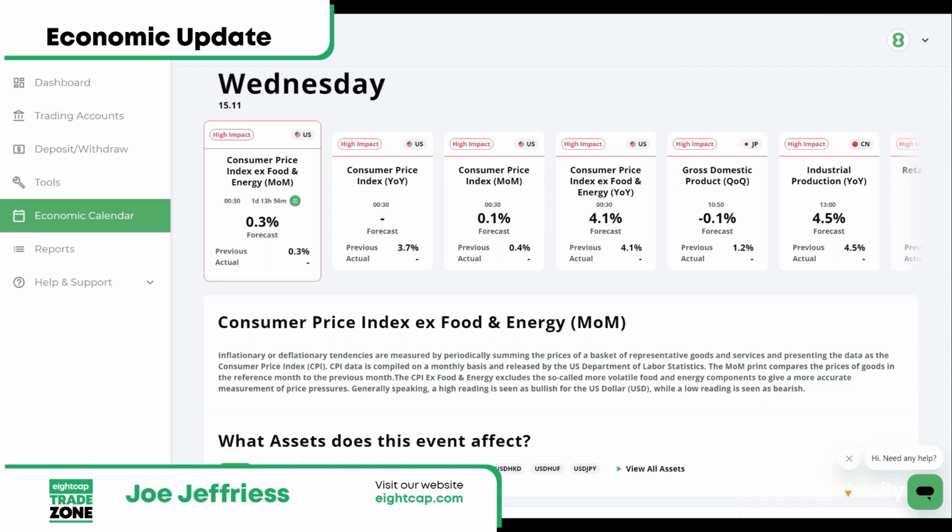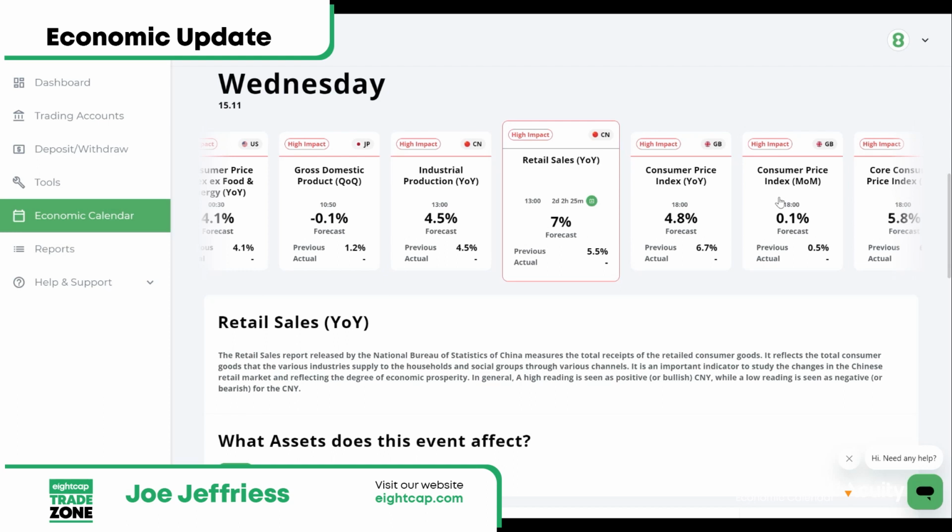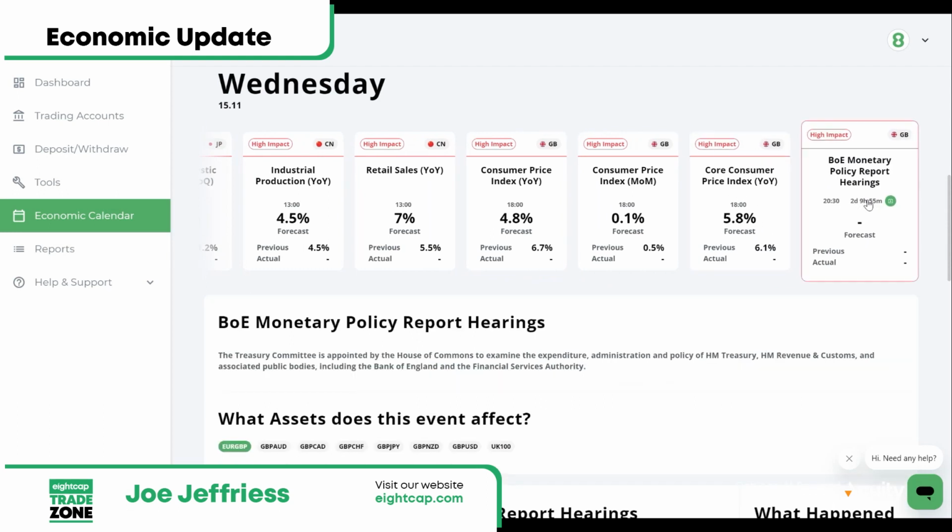Also on Wednesday we have the Australian Wage Price Index, and industrial production data coming out of China. They're looking for 4.5%. Retail sales data as well is coming out, looking for 7%. And UK data as well, there is CPI data coming out. So it's a fair bit. And then the BOE monetary policy report hearings as well coming out that day. So there's a fair bit coming out on Wednesday, so there'll be plenty to keep an eye on during that day.